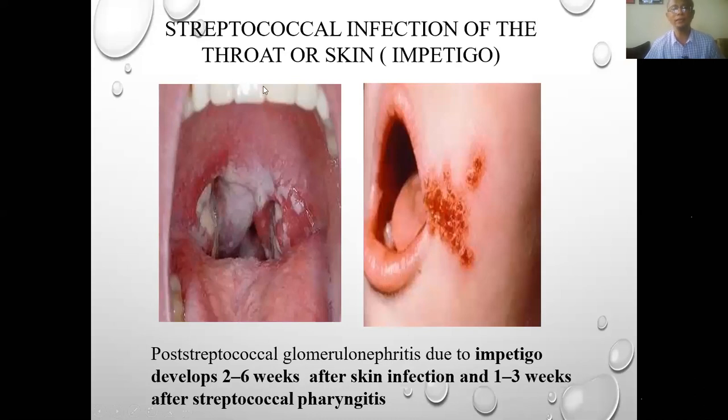Now you are seeing a picture of streptococcal infection of the throat or skin. This is impetigo, an infected skin lesion, and this is infected tonsillitis. Post-streptococcal glomerulonephritis due to impetigo develops 2 to 6 weeks after the skin infection and 1 to 3 weeks after streptococcal pharyngitis. So you have to take the history of any sore throat, infected tonsillitis, infected scabies or impetigo, and then correlate the incubation period.